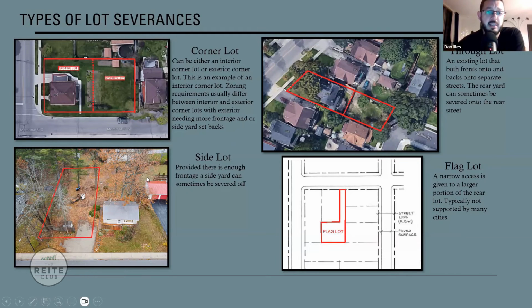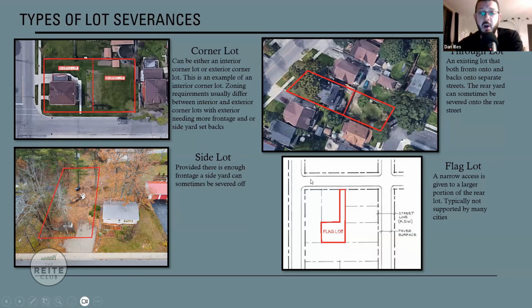A side lot severance is exactly what it sounds like. It's a property usually with the house off to one side, where you're able to sever off a portion of the other side of the property. A through lot is a property that fronts onto one street and backs onto another street. In some instances, you may be able to sever off the rear yard onto the rear street to create a new building lot.